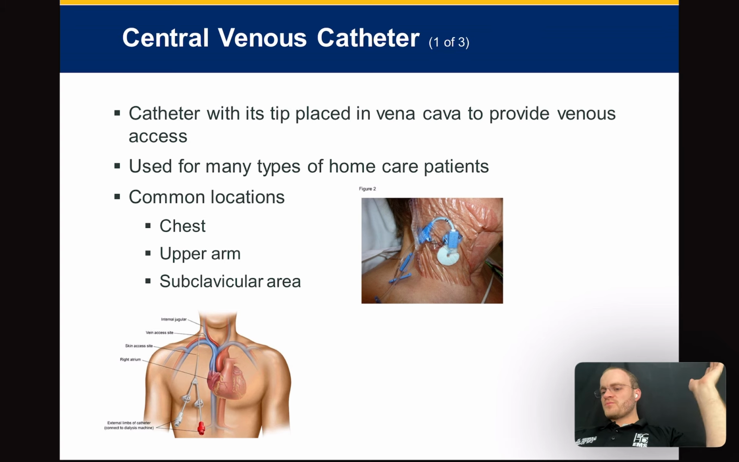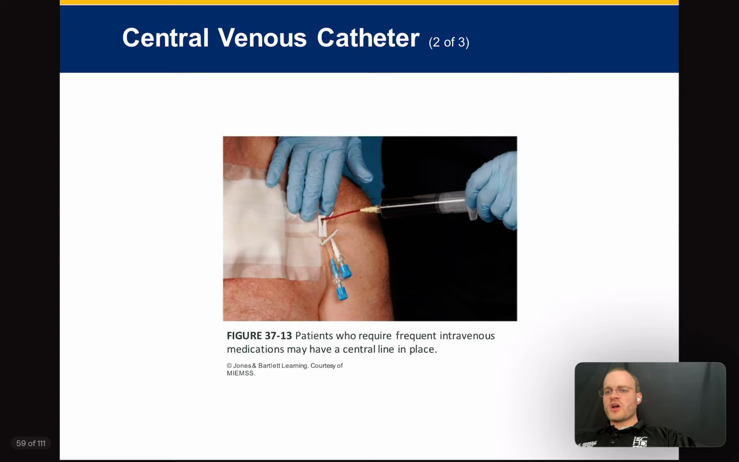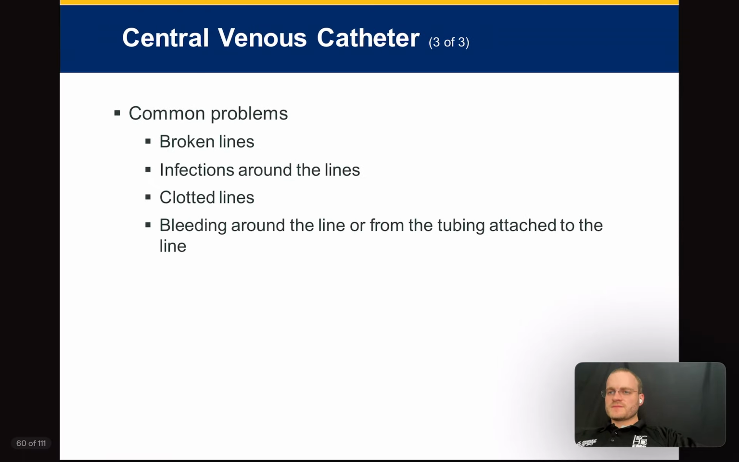And so these are fairly common. You could also see these in the arm. It's a little more comfortable there as opposed to your neck. You can see these in the chest, the neck, all sorts of places. And so that's what they look like, okay?